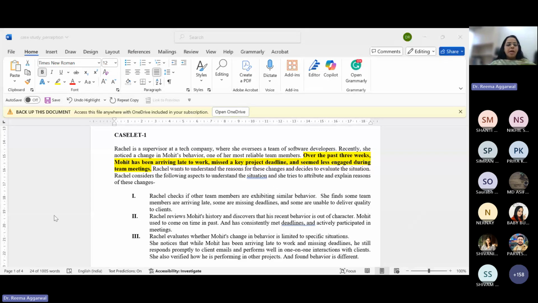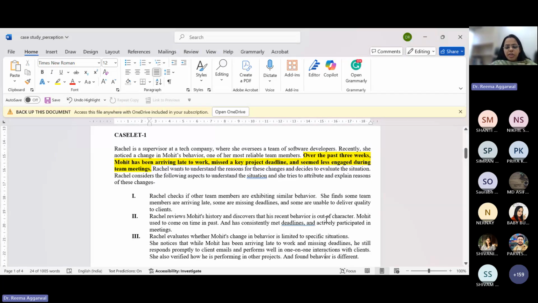Why? If I'm not doing something consistently, if I'm doing it once upon a time, that means it is due to some external reason. So this is an external factor. Attribution is to an external factor. Last is distinctiveness. Is it high or low?